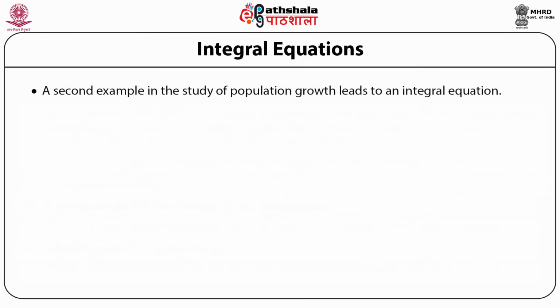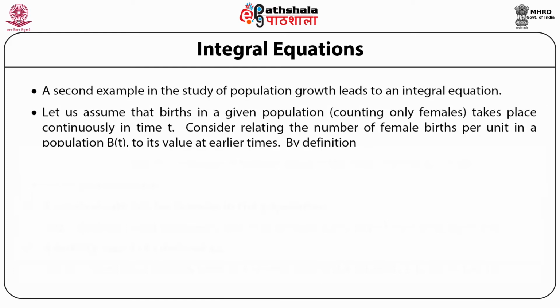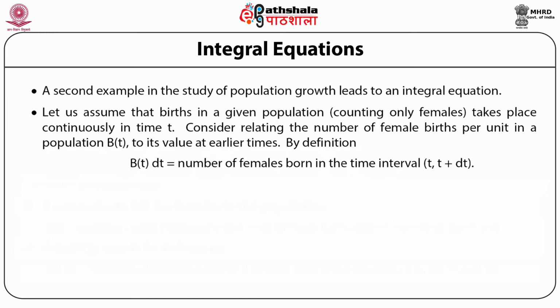A second example, which involves setting up an integral equation and solving it, occurs in the study of population growth. Let us confine ourselves to the female population. So we assume that the births in a given female population take place continuously in time t. Now we consider the number of female births per unit time in a population, B of t, which is a function of time t. So at a given time t, B is the population of the female members of the group.